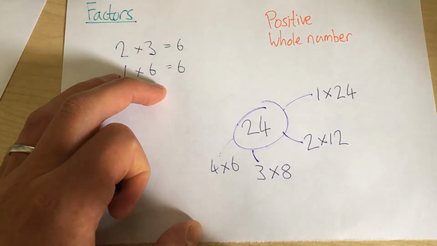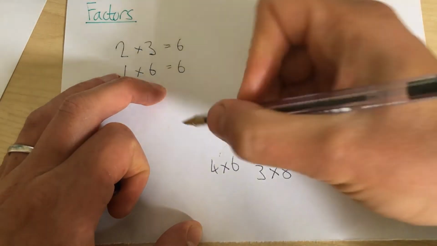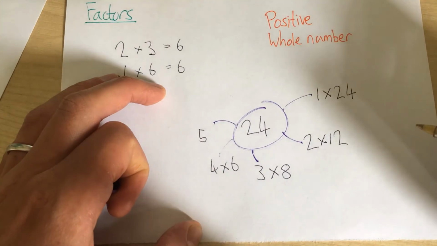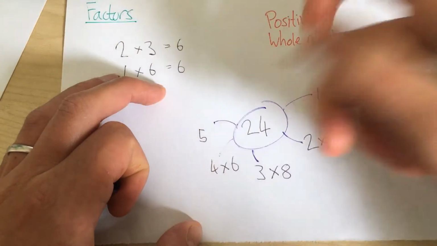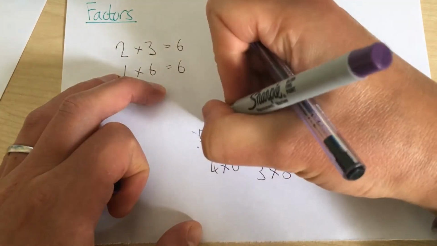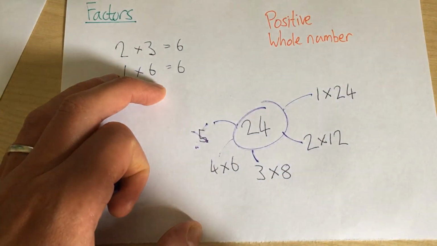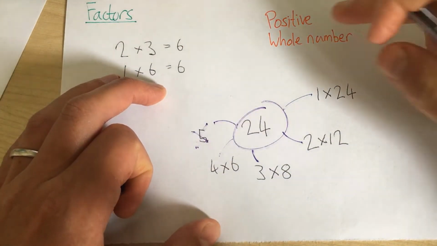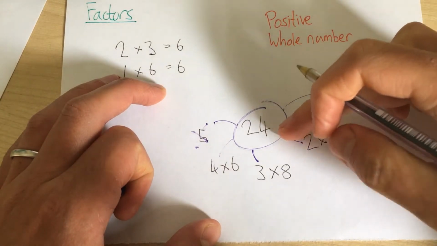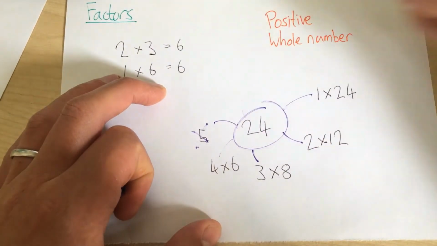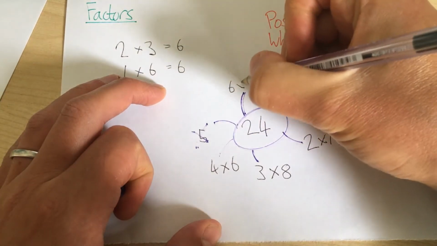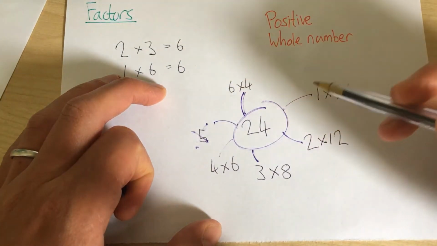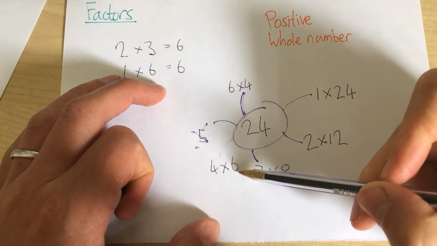Let's try 5. Hang on. 5, 10, 15, 20, 25. Nope. It's not a factor of 24 because you can't multiply by a positive whole number to get 24. Let's try 6. 6 times 4 is 24. Hang on, we've already got this one here.